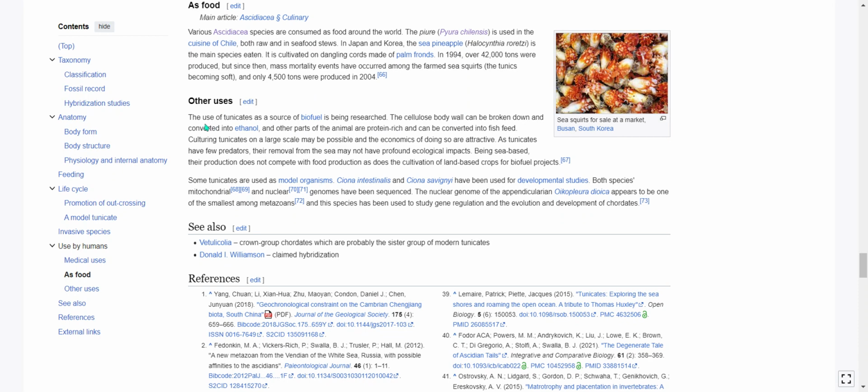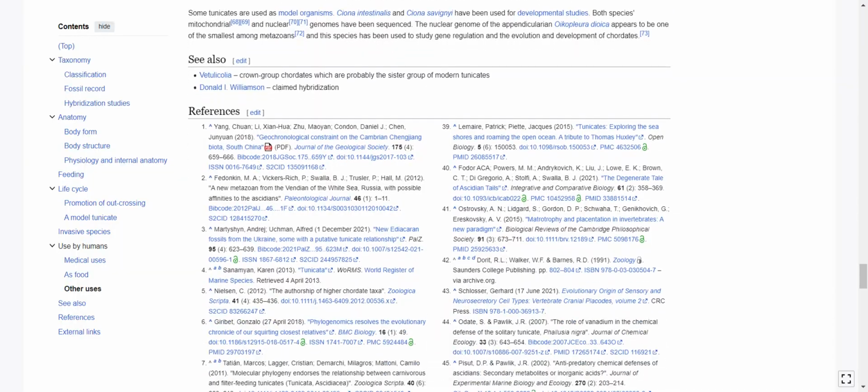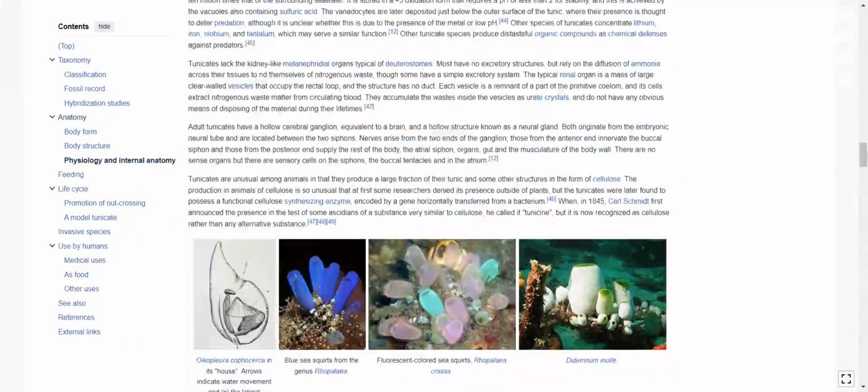Other uses. The use of tunicates as a source of biofuel is being researched. The cellulose body wall can be broken down and converted into ethanol, and other parts of the animal are protein-rich and can be converted into fish feed. Culturing tunicates on a large scale may be possible, and the economics of doing so are attractive. Okay, that has hints of humans doing as humans do and screwing everything up everywhere.